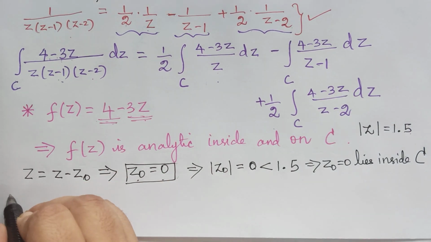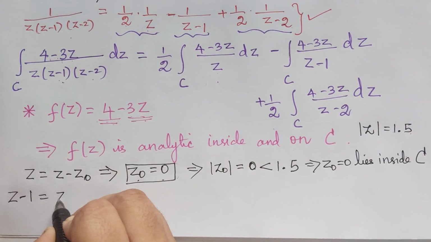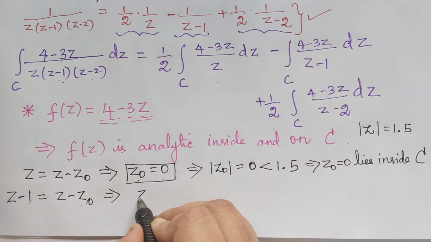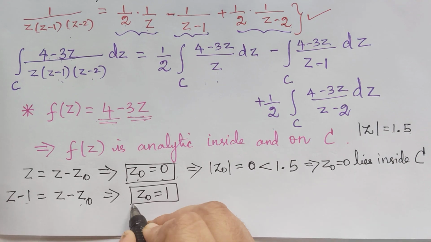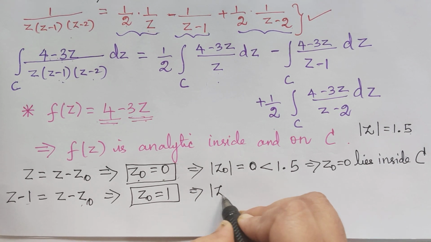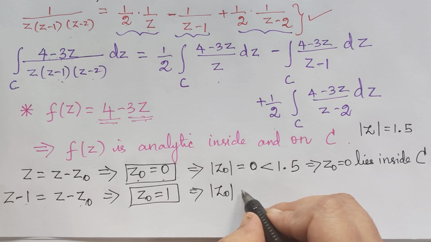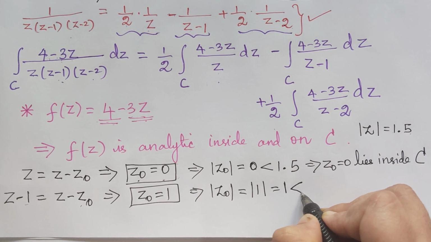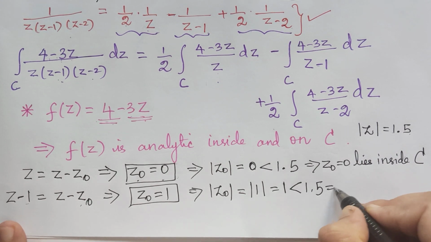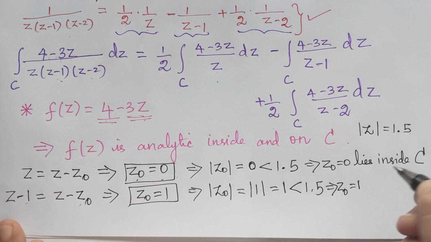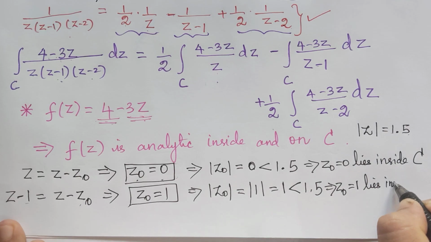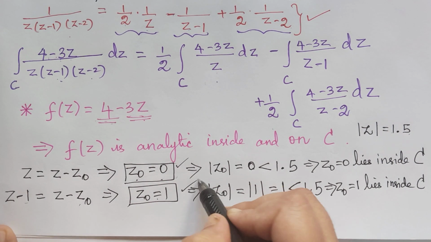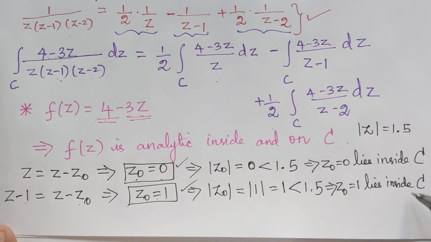For the second integral, we have z minus 1. So we will write it as z minus z naught. On comparing, what do we get? z naught to be 1. Now we will check modulus of z naught. That is equal to modulus of 1, which is 1 only. And 1 is lesser than 1.5. So from this we can say that z naught equal to 1 lies inside C. So for this and this, z naught lies inside C.